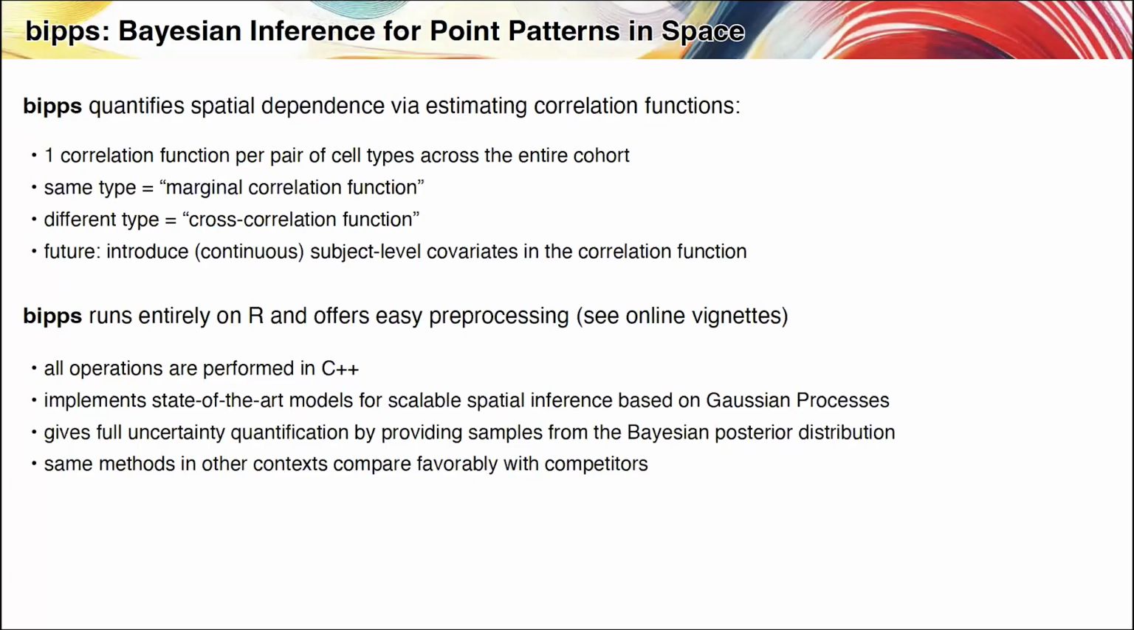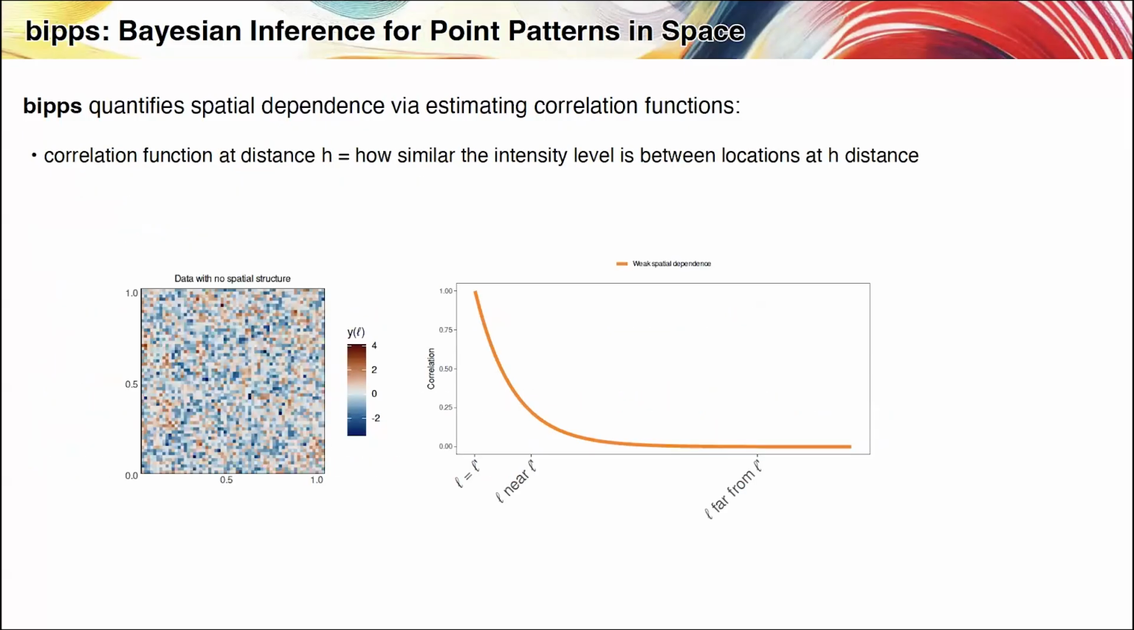And then again, we can divide these correlation functions into two main types. The first one is when we compare cells of the same type, and those are called marginal correlation functions. And when we compare cells of different types, those are called cross correlation functions. In the future, something that BIPS does not do currently, we want to introduce some covariates in the way that we explain how these functions change. So you would have, maybe, a continuous treatment variable, and that makes the correlation function change smoothly. That would be the ideal.